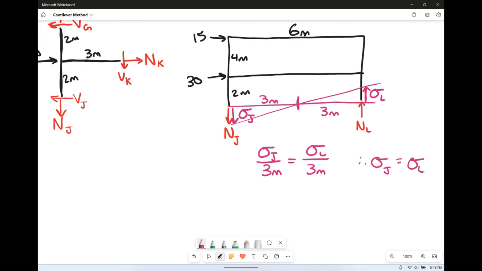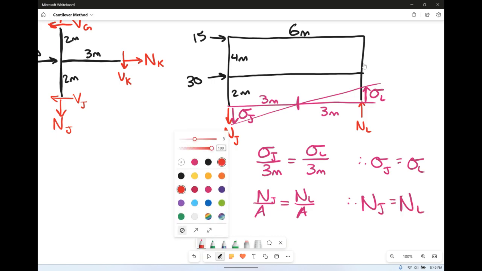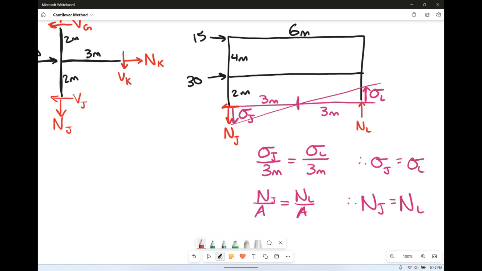And remember that a stress is just a normal force divided by an area. So we have normal force of J divided by the area of the column, and we have normal force L divided by the area of the column as well. So since the area is the exact same, we also found that normal of J is equal to normal of L. Now again, remember in this free body diagram, there's also shears. So this is shear at J, and this is also shear at L.